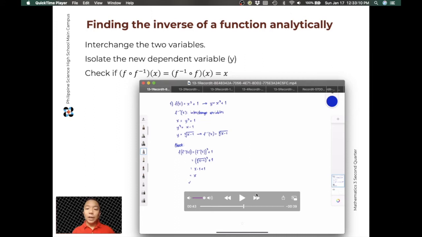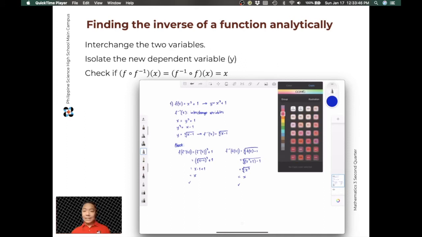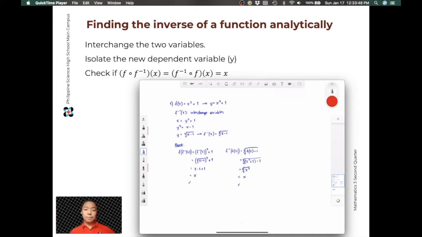Check naman natin yung pangalawang scenario. F inverse of f of x, this is equal to cube root of f of x minus 1. And then f of x is x cubed plus 1. So, we replace f of x with x cubed plus 1 minus 1. Yung radicand, mag-simplify siya sa x cube, cube root of x cube is equal to x. And we can see that that also simplifies to x. And therefore, we could say na tama yung nakuha nating inverse. F inverse of x is indeed cube root of the quantity x minus 1.